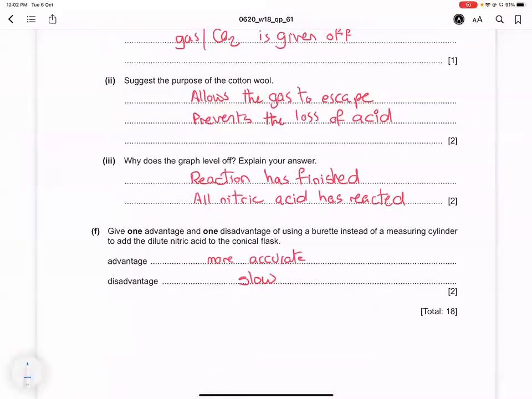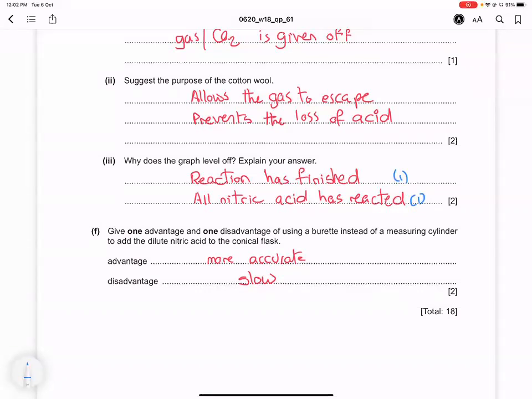Why does the graph level off? Please take care. Never say only because the reaction has finished. You need to tell me which reactant was used up. Don't leave your answers mysterious, okay? Or make them always obvious. Reaction has finished takes a mark because the nitric acid is used up, or all the nitric acid is reacted, takes the second mark. Why didn't we say that the magnesium carbonate is used up? Because magnesium carbonate was in excess, okay?